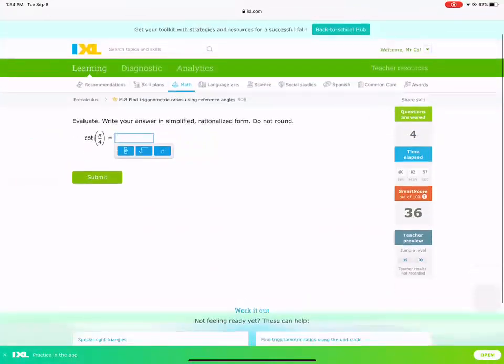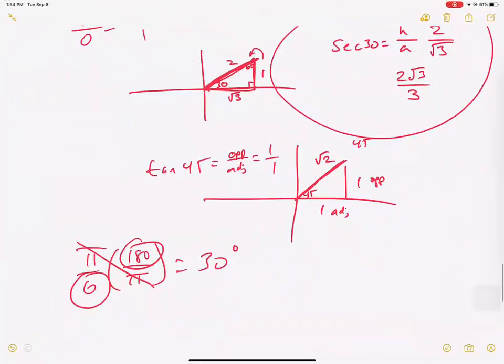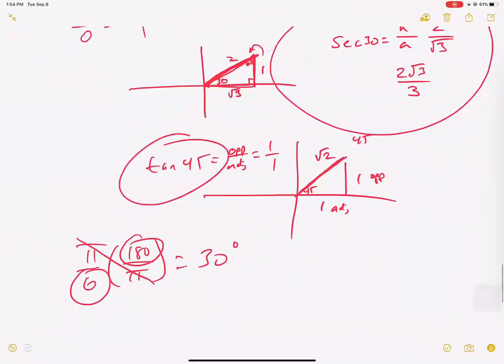Okay, my smart score is already 36. That's not bad. Cotangent of pi over 4. Hey, we just drew pi over 4. That's 45 degrees. Cotangent is 1 over 1.